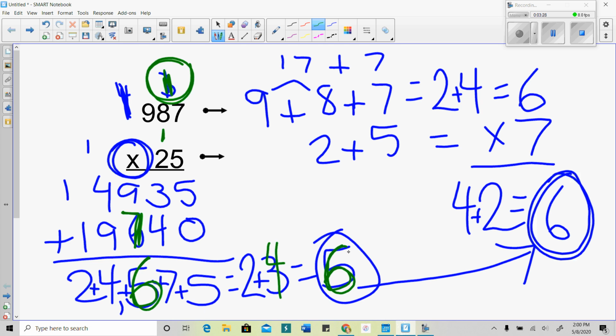So I'm going to be giving you some problems today, and I want you to use the digital root to check the answers. So you don't have to actually solve them. I just want you to see if the answer is right or wrong.